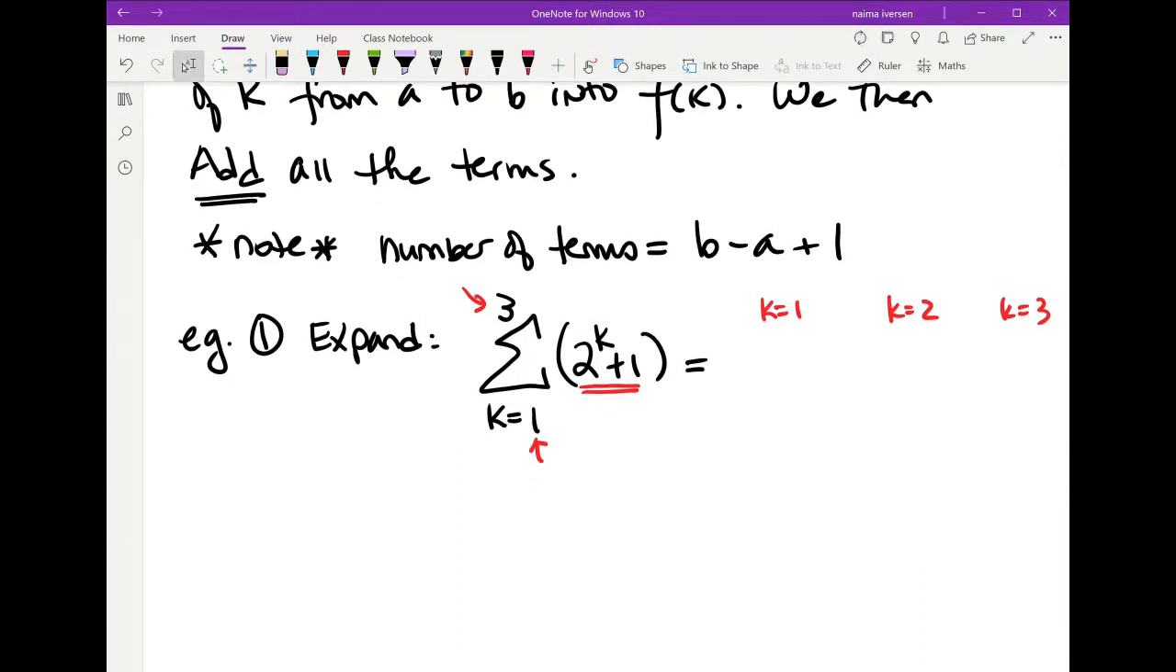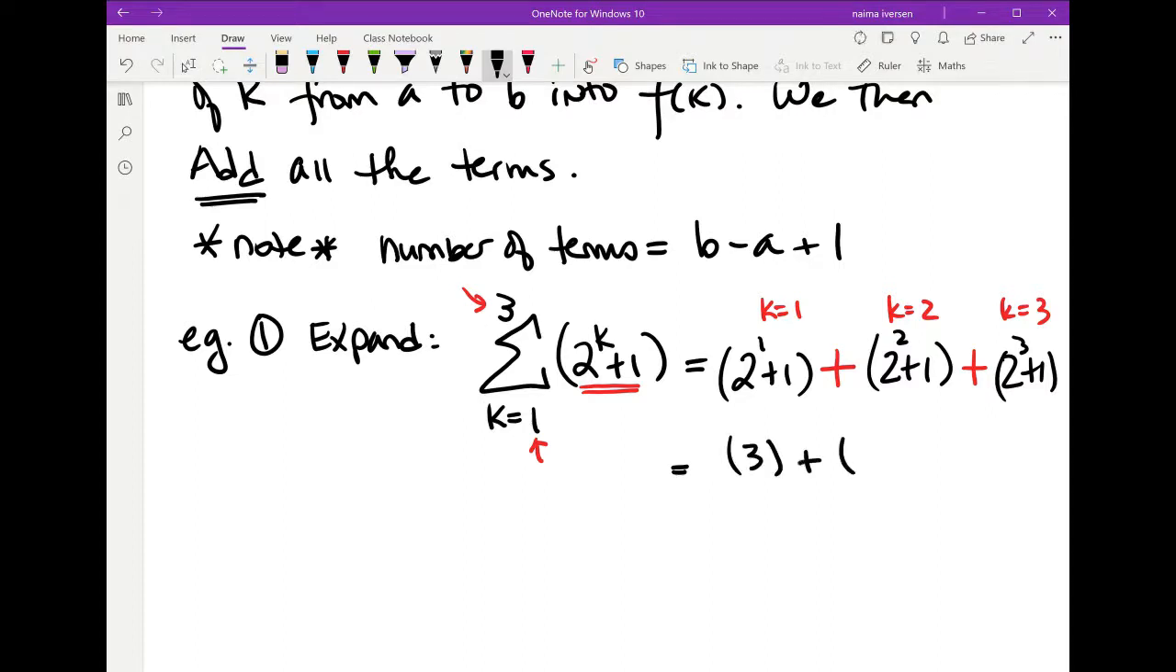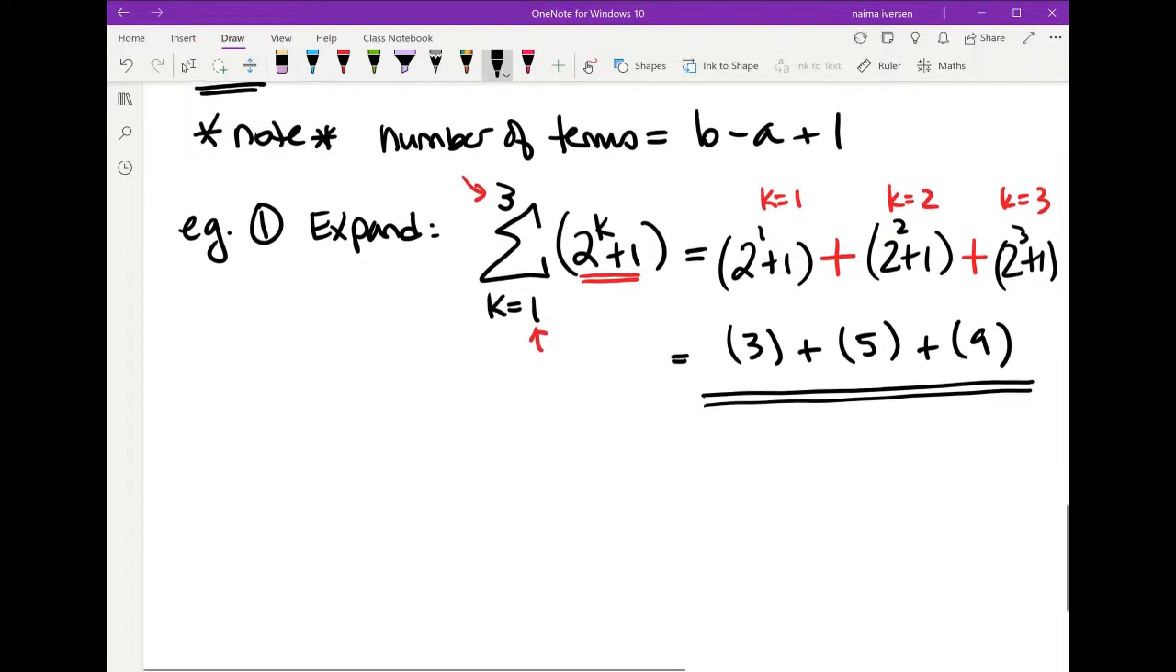And so when we plug these numbers in, you're going to end up with 2 to the 1 plus 1 as your first term. Sigma means sum, so you're going to put a plus sign there. The next one you're going to get is 2 to the 2 plus 1. Plus, the next one is 2 to the 3 plus 1. So that's essentially just expanding the sigma. If you really want to get technical, 2 to the 1 plus 1 is 3, 2 squared plus 1 is 5, and 2 cubed plus 1 is 9, right? So we're expanding but not evaluating. Obviously, to evaluate, you just add them together.